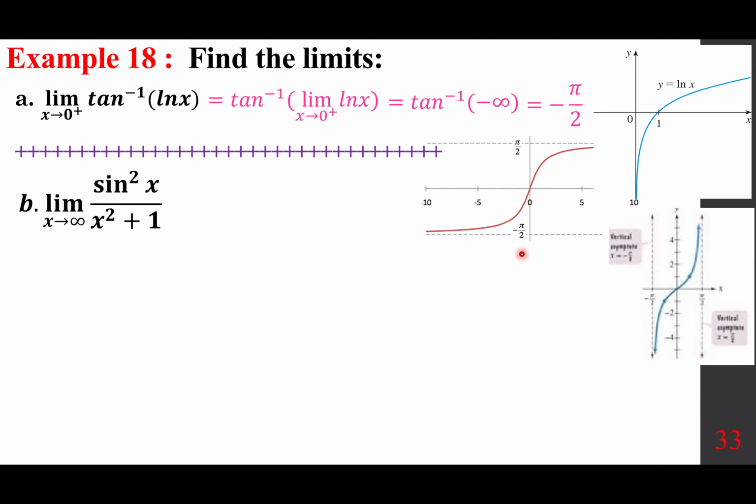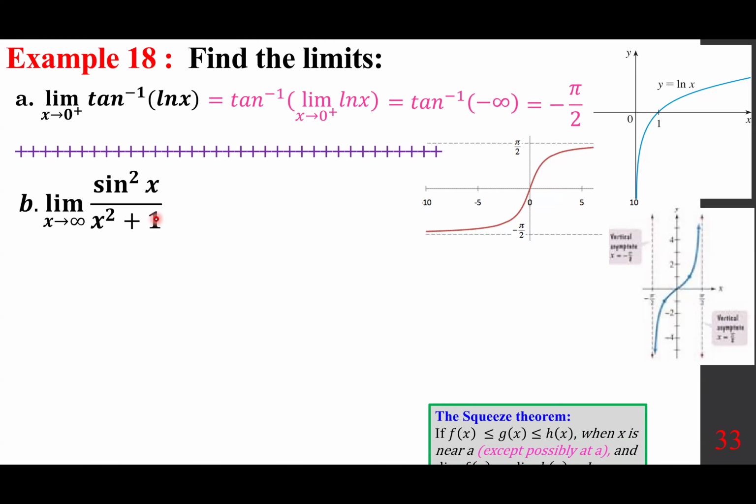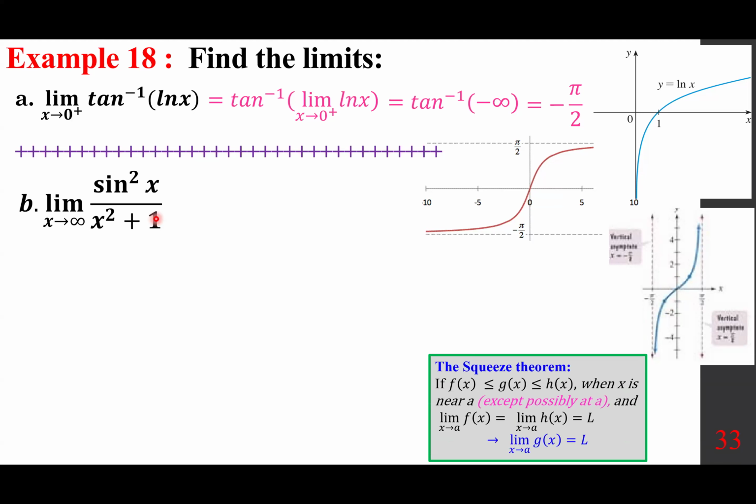What about this limit, the limit of sine squared over x squared plus 1 as x approaches infinity? We've looked at a similar question. Anytime sinusoidal functions are involved, the technique is to use the squeeze theorem: if g of x is between f and h when x is near a, possibly at a, and the limit of f of x and the limit of h of x as x approaches a both give us L, then the middle function, the limit of g of x as x approaches a, is the same thing.